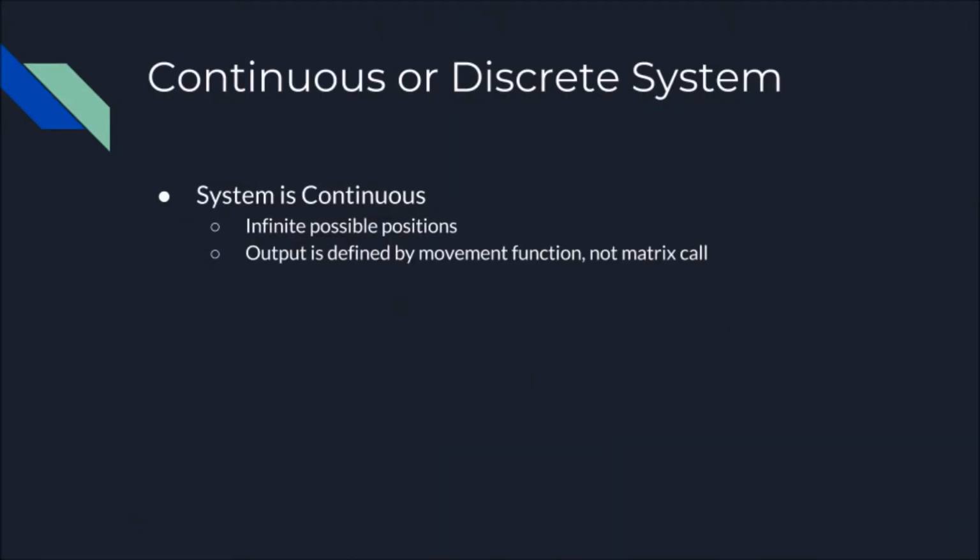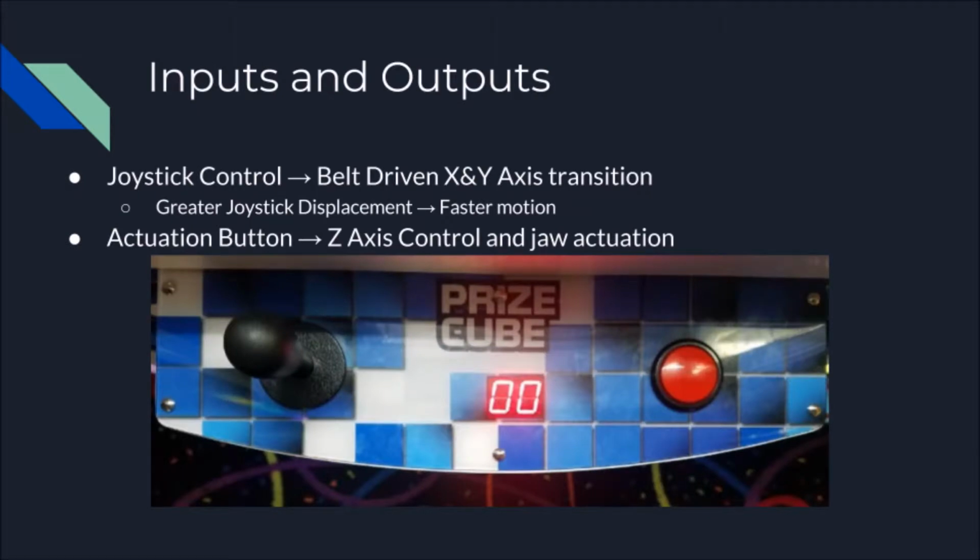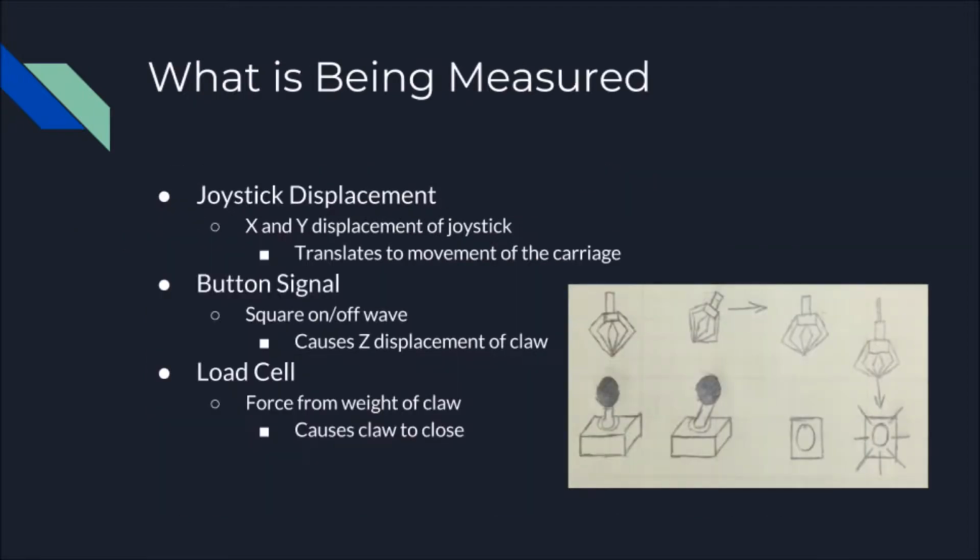As we can see, the system itself is clearly a continuous system. There are no defined points in which it just moves fluidly throughout the XY plane. There are two inputs into the system. The first input is the joystick, which drives translational motion in the X and Y axes. The further displaced the joystick is, the faster the carriage moves. The second is the button press, which drives motion in the Z axis, which is the claw drop and actuation.